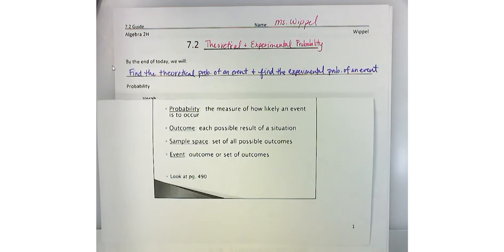Alright, so today we're doing 7.2, which is theoretical and experimental probability, and we're going to find the probability of these two events. The main difference you'll notice between theoretical and experimental is that theoretical is what should happen, and experimental is what really does happen, what actually happens.